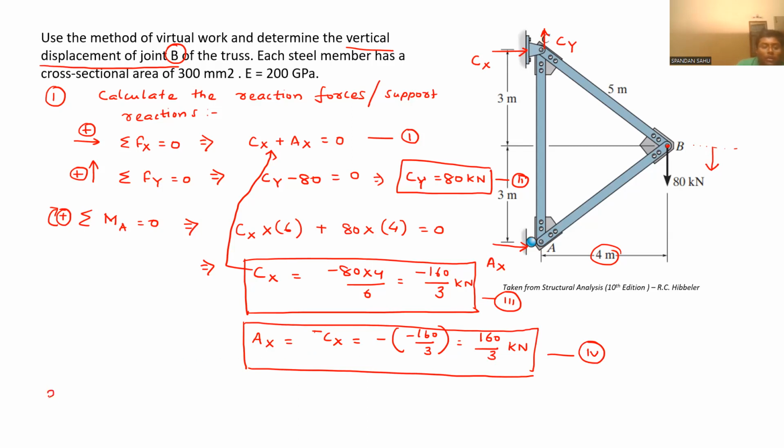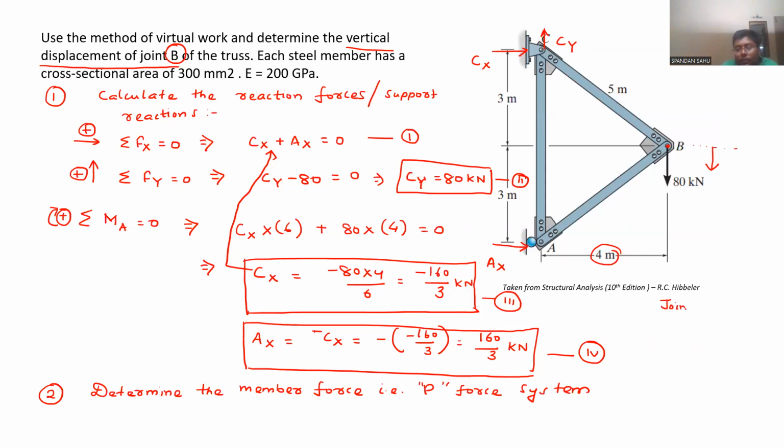Now, step 2 will be to determine the member forces, that is our P force system. So for this, we can start from this joint A. Let us take joint A. Draw the free body diagram.